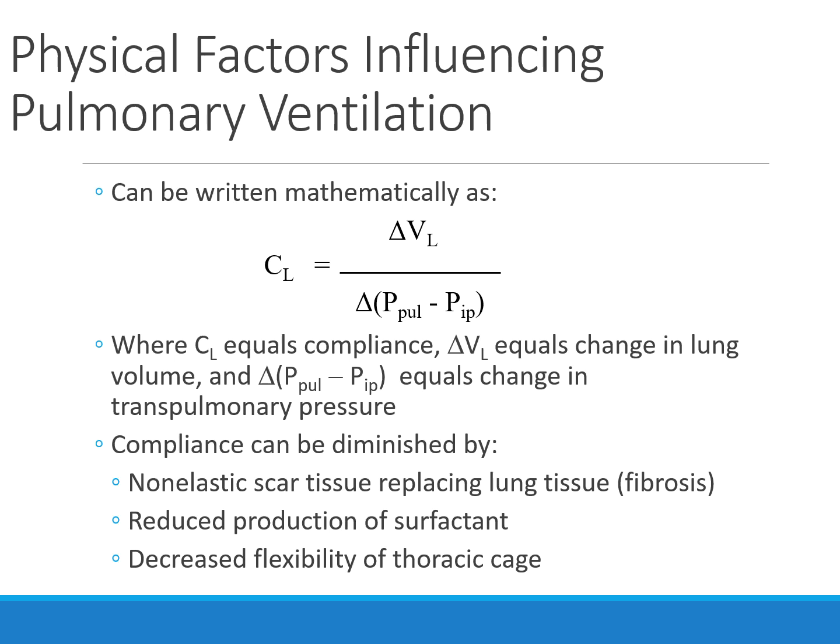What we want to know is what changes the compliance or what is diminishing it when you have fibrosis in the lungs or non-elastic scar tissue, because if your lung tissue is damaged in some way and it's replaced with scar tissue, if you're not producing enough surfactant, or if you have decreased flexibility in the thoracic cage, typically due to arthritis.